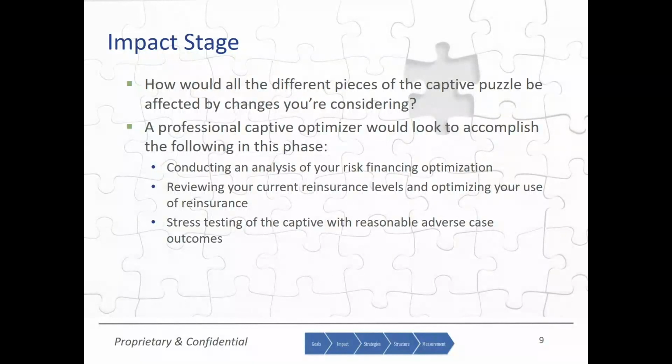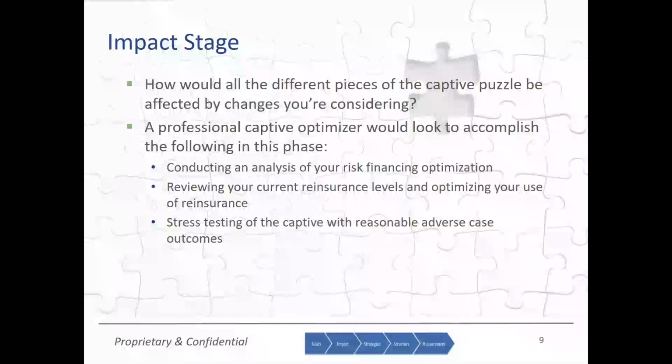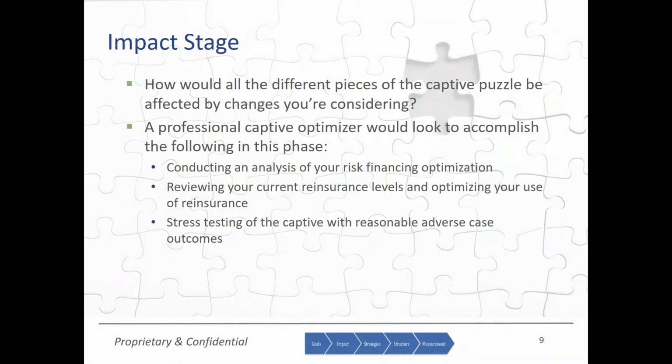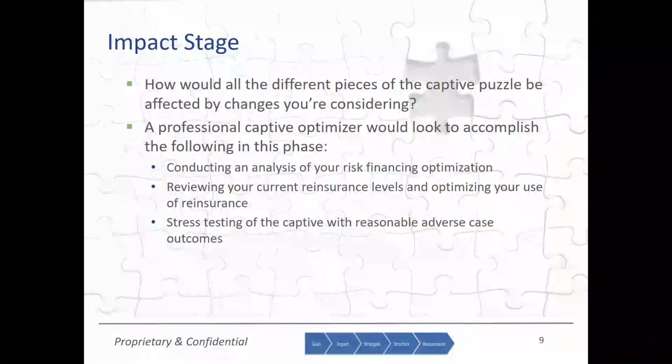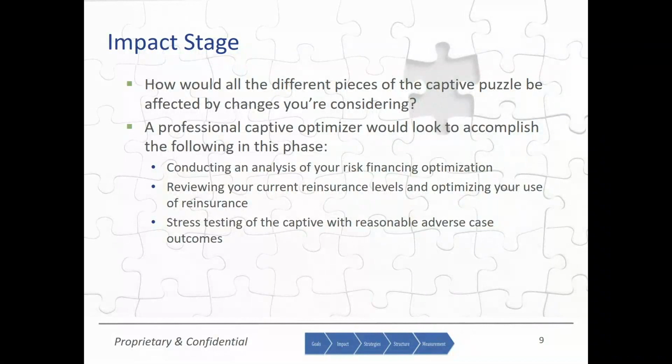The next stage we have in this optimization assessment is the impact stage. How do all these different pieces of the captive puzzle fit together, affected by the changes you're considering? How do these changes affect the outlook of the captive? This can be evident in the pro forma financial analysis that the analytical team will put together, in both adverse case and expected case sensitivity testing. And a professional captive optimizer will look to accomplish the following in this phase: conducting an analysis of your risk financing optimization, and reviewing your current reinsurance levels and optimizing your use of reinsurance.